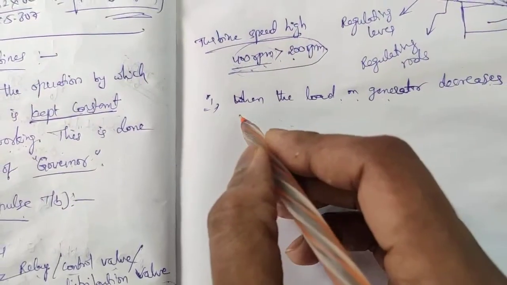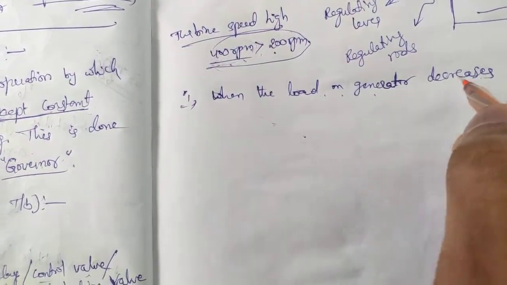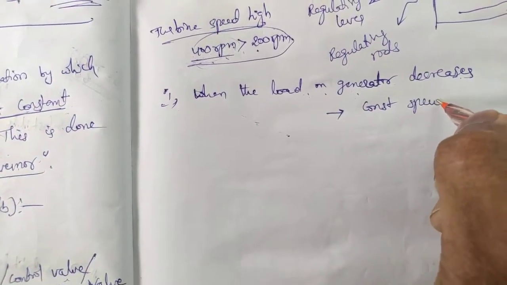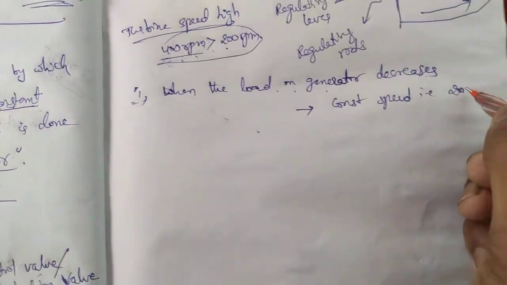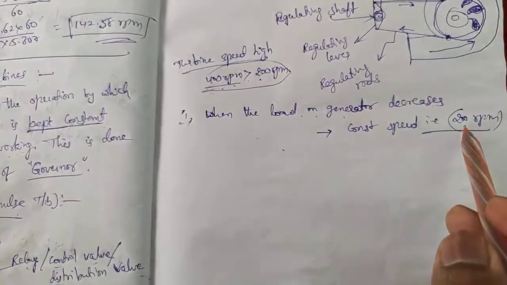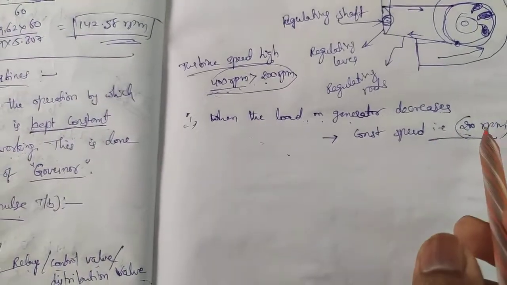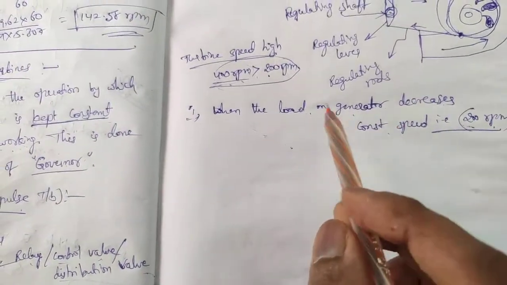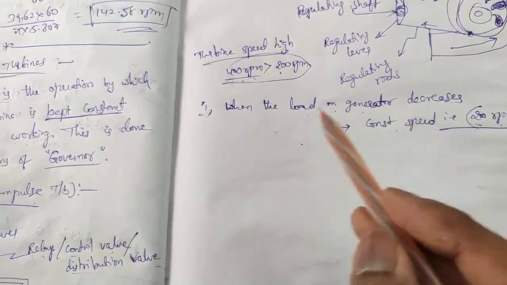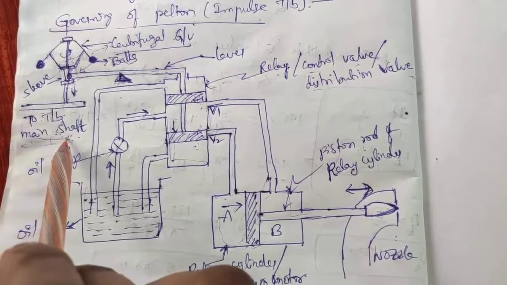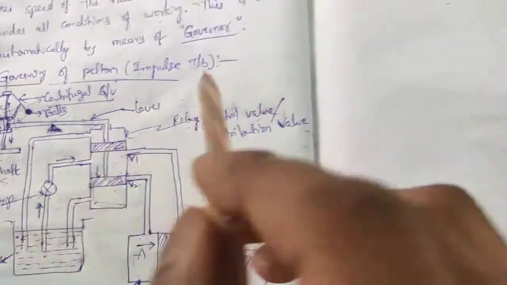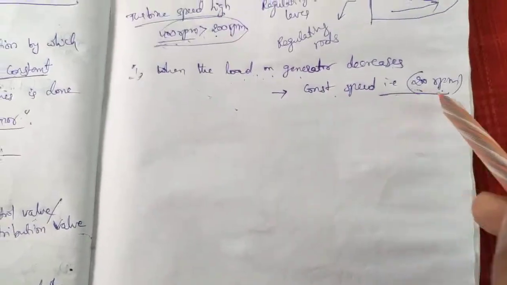So when the load on the generator decreases, we obtain constant speed, that is, the assumed speed of 200 rpm. In this way, when the load decreases on the generator, the turbine shaft rotation speed is automatically reduced and maintained at a constant speed of 200 rpm.